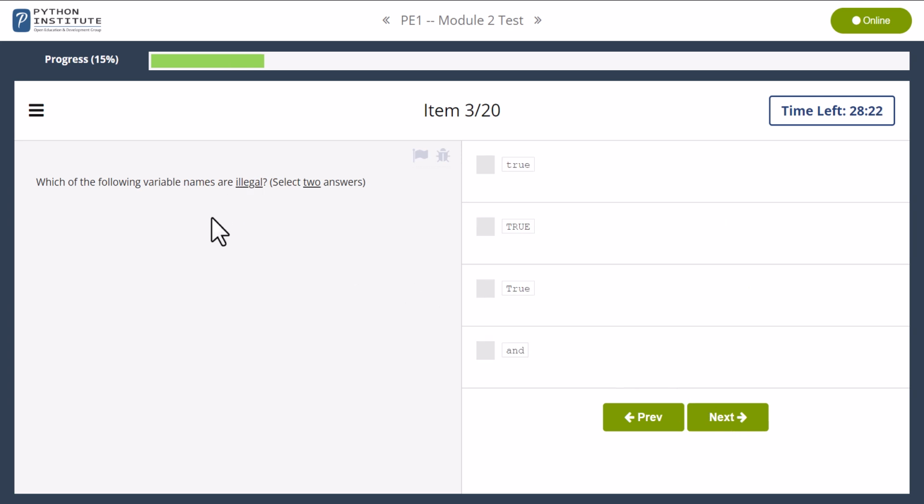Which of the following variable names are illegal? That has to be this one, true. This is reserved for the Boolean true value. And the AND keyword. This is reserved for a logical AND operator.